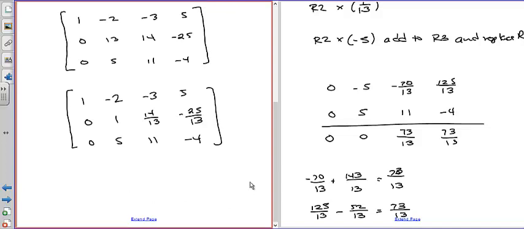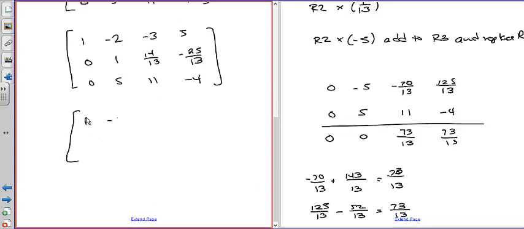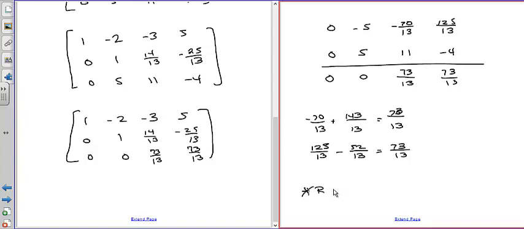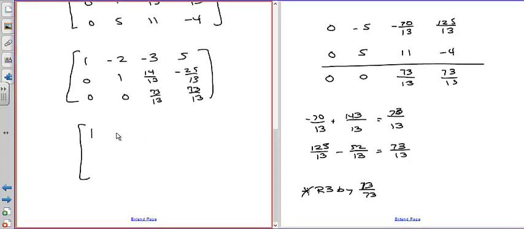So what we end up with is replace row 3 with that. So we get 1, negative 2, negative 3, 5, 0, 1, 14/13, negative 25/13, 0, 0, 73/13, 73/13. So the next thing we do is we multiply row 3 by 13/73, okay? Because 73/13 times 13/73 is 1, and the same thing here. So what you'll get is 1, negative 2, negative 3, 5, 0, 1, 14 thirteenths, negative 25 thirteenths, 0, 0, 1, 1.